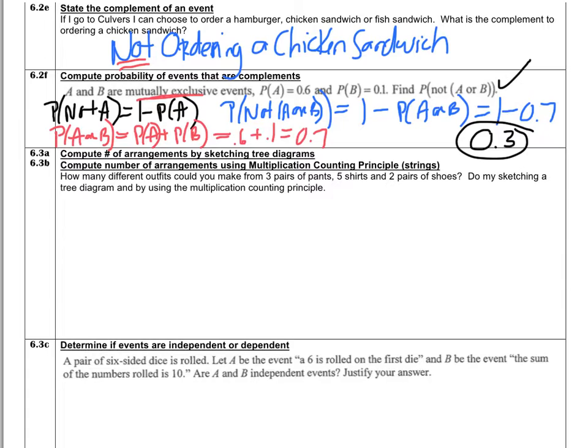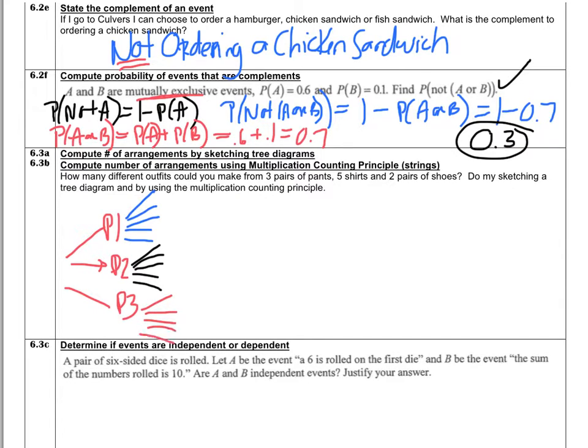So I'm going to start off with the fact that I have pants. So my first choice is, I'll just call it pants 1, pant 2, or pant 3. After that, I have to decide on a shirt. So if I chose to wear pants 1, I now have 5 different shirt choices. So I need to branch that out 5 times. I'm therefore going to have to do this because if I chose pant 2, I could have chosen now 5 different shirts again. And if I had chosen pant 3, the same thing. There's going to be 5 different choices.